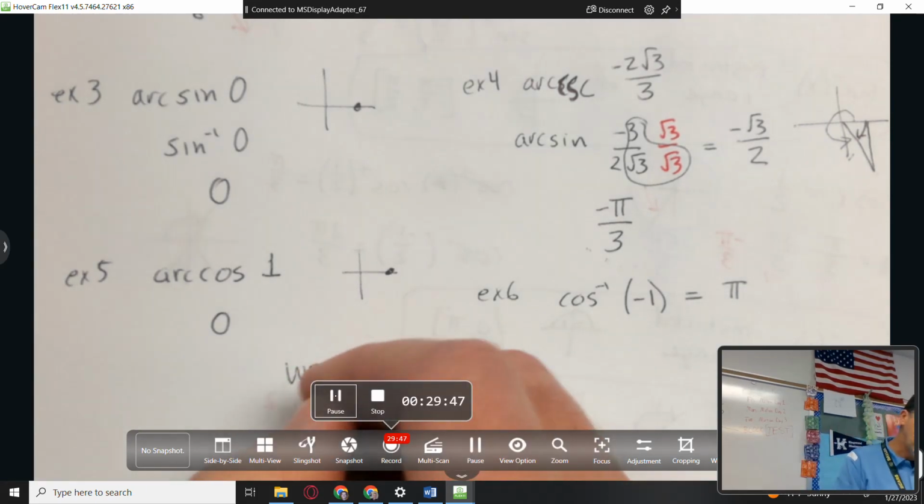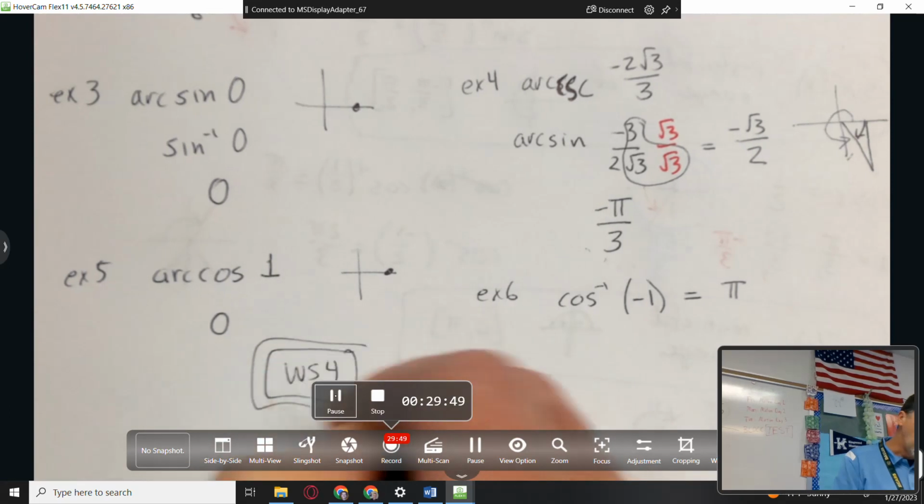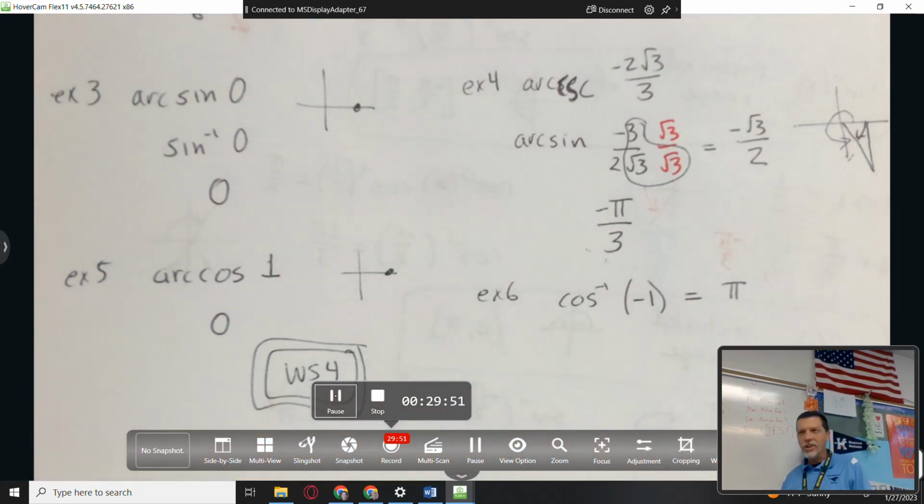Let's just write this. All right, worksheet 4. It's all unit circle stuff. If you just pick the easiest, quickest answer, you'll be right most of the time. Cotangent is the one that's a little bit weird.